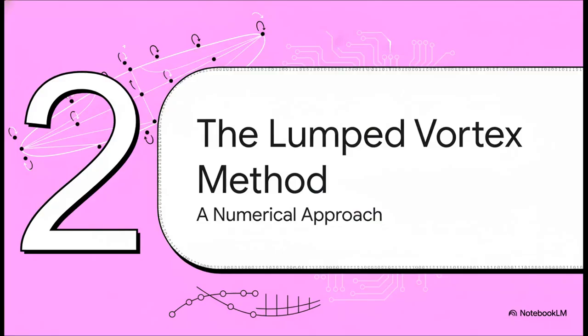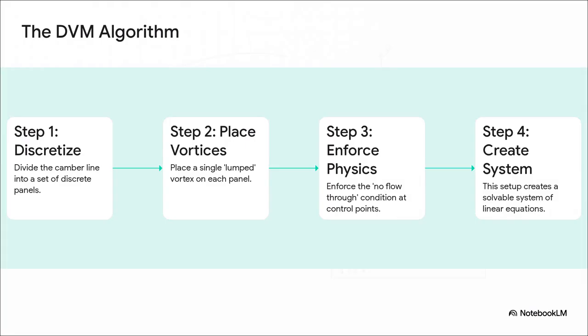Okay, so we have this idea of a smooth, continuous vortex sheet. But how do you tell a computer about something that's continuous? That's where the lumped vortex method comes into play. It's this awesome numerical technique that's perfect for airfoils with complex shapes where a simple formula just won't cut it. The algorithm itself is actually pretty beautiful and logical.